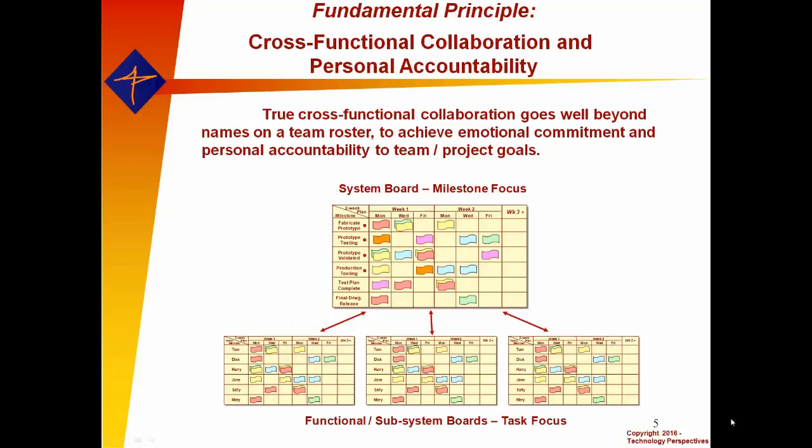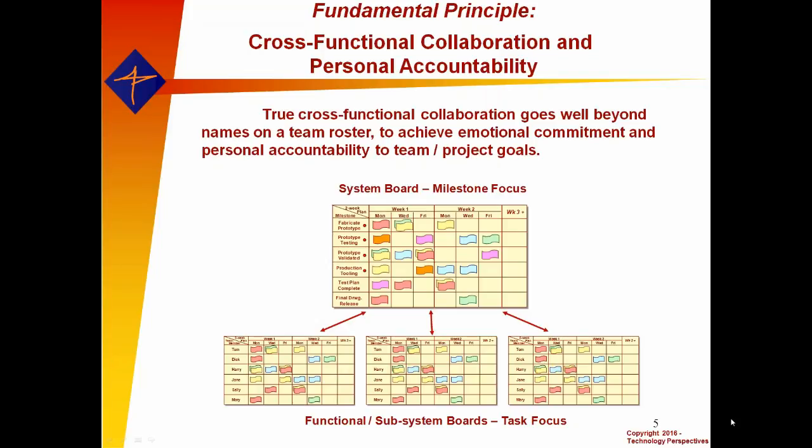Another fundamental principle, at the working level, is trying to achieve true cross-functional collaboration, but there's another side to that, which is personal accountability. One of the words that's most commonly used, I think, in the hiring process and also in developing people is empowerment. I probably should have made a poll question on this, but who doesn't want to be empowered? I mean, everyone thinks that that's a wonderful thing.